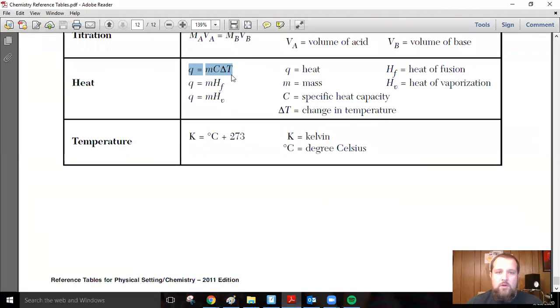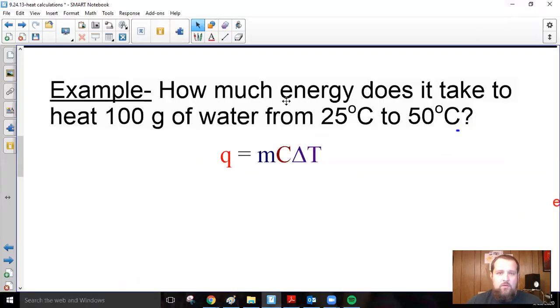The big clue that I need to use this formula is the only one that has this triangle T. Triangle in science always means change. It's the Greek letter delta. So the change in temperature. And since the question talks about heating it from 25 degrees Celsius to 50 degrees Celsius, I know that there's a temperature change, and I'm going to use this formula.